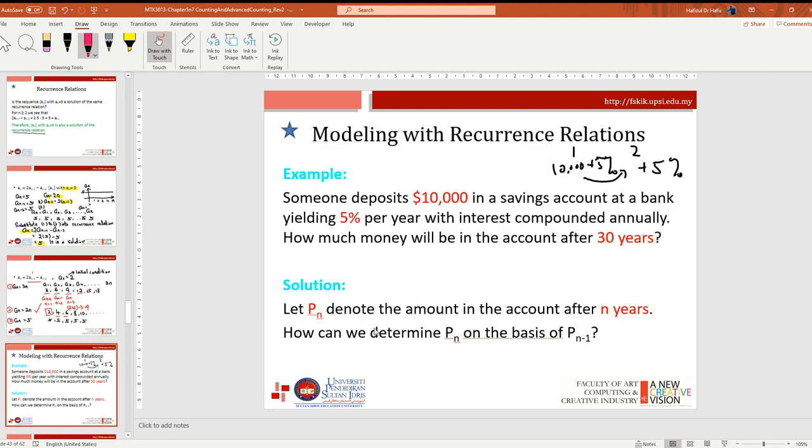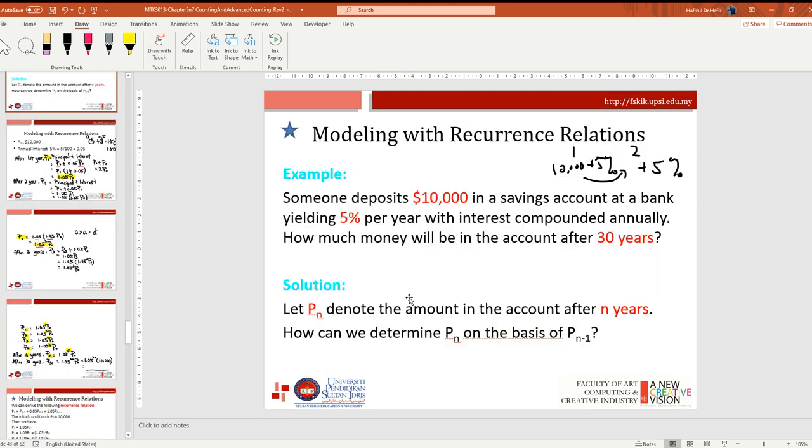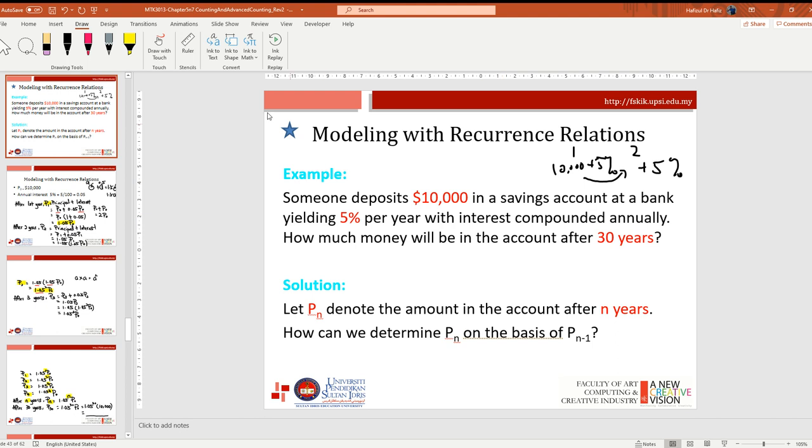Okay. So for the modeling recurrence relation, somehow we can see the deposit per year. For example, if you have the ASB, Amanah Saham Bumiputera, we can save the deposit 10,000, for example. We have 10,000 in saving account at a bank yielding 5% per year with the interest compounded.